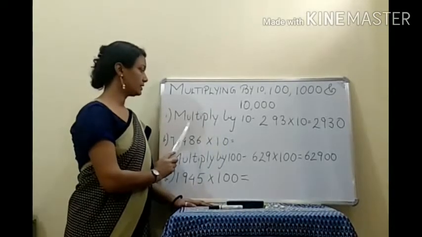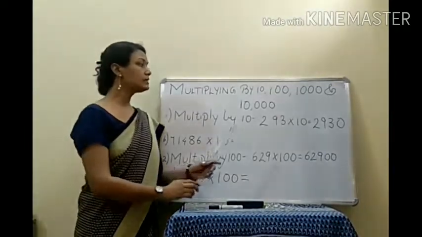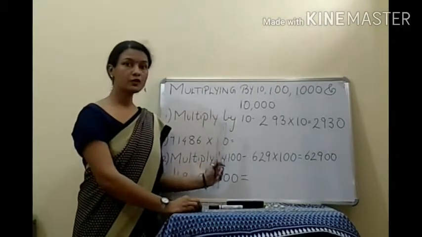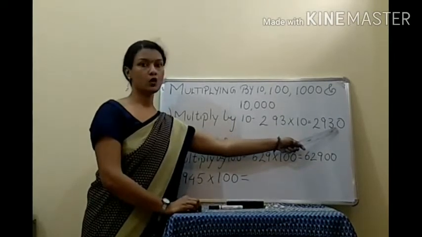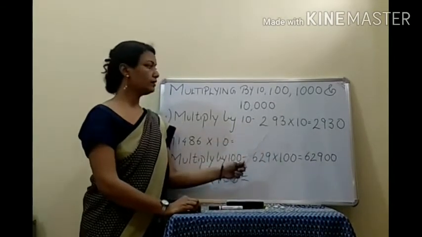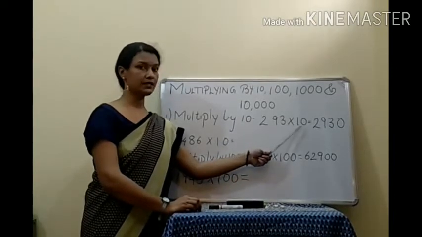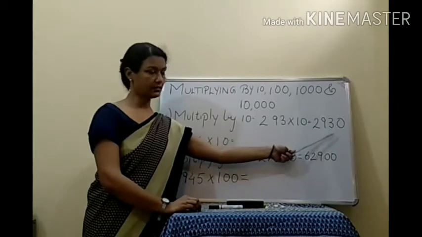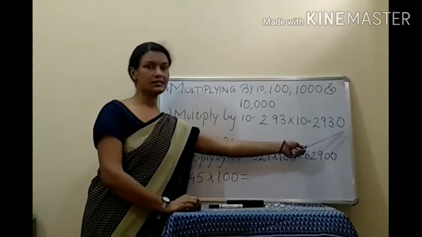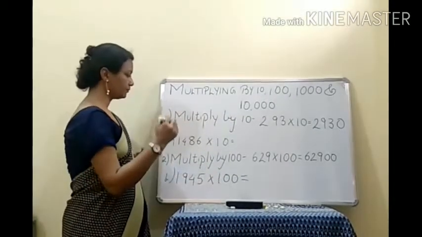Now children, our next topic is multiplying by 10, 100, 1,000 and 10,000 without actual multiplication. First let's see multiplying by 10. When we multiply by 10, what do we do? We put 1 zero at the right of the number. So here, 293 multiplied by 10, we write the number 293 as it is and we put 1 zero at the right. Let us see one more example.